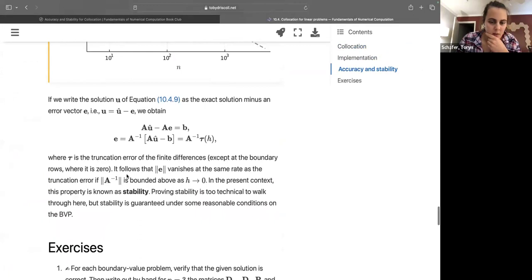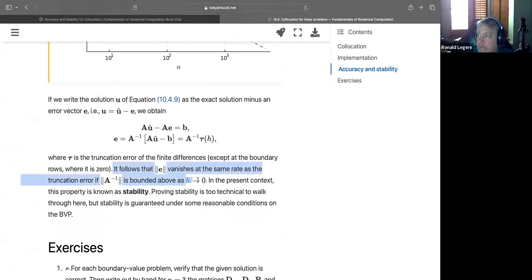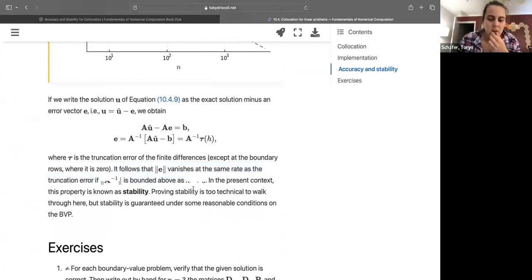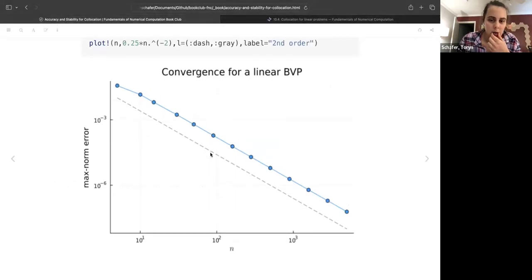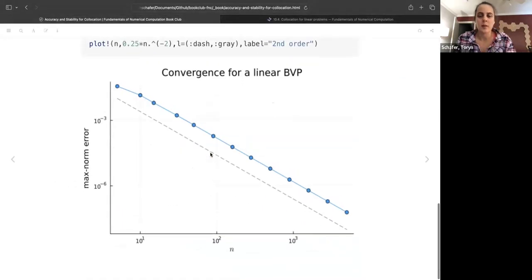Okay, yeah, this is what they said. Basically, the errors vanish at the same rate of the truncation error as you decrease the gap between the nodes. So that's pretty good. I thought I had written that in here, but whatever. I don't know why it's called collocation.